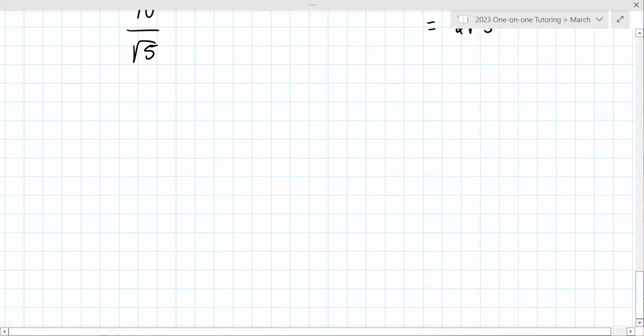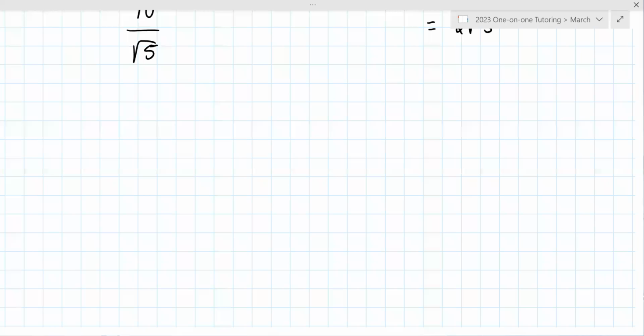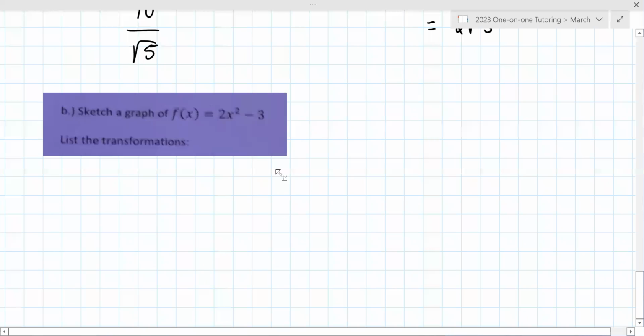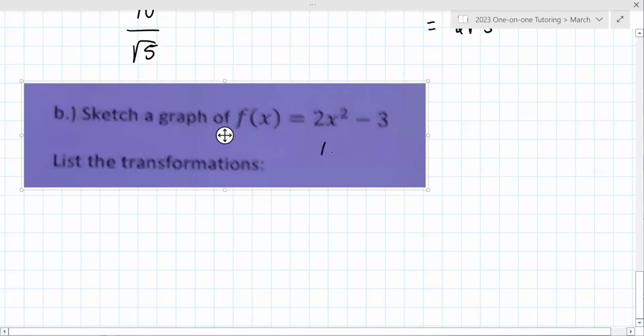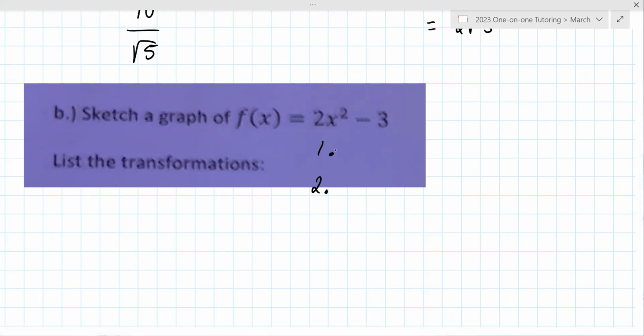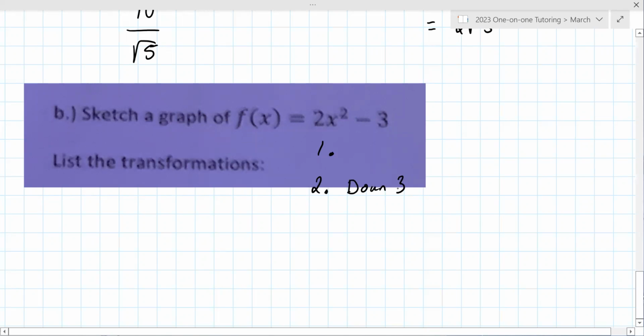So leave it at that. All right, let's go to part B. It says to first list the transformations of 2x squared minus 3. There are 2 transformations. Can you tell me either of them? I think I know 3 goes down. Down 3, okay.